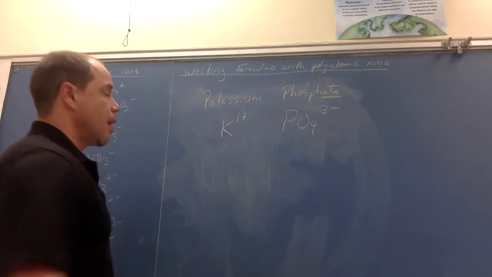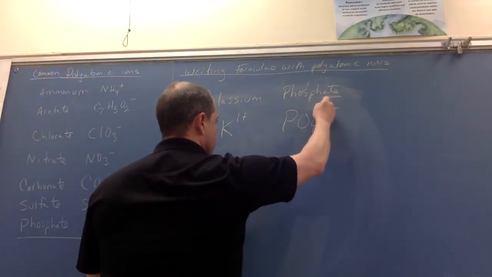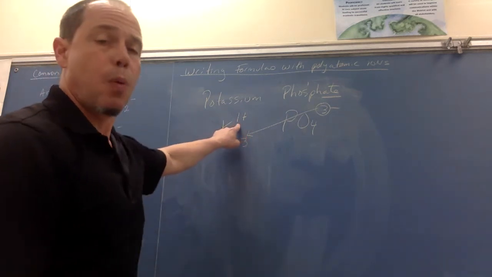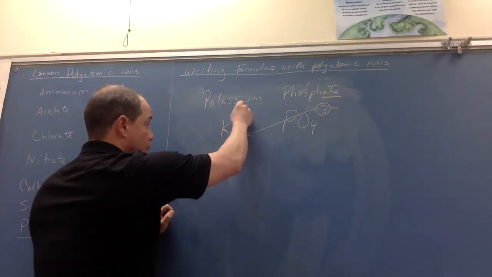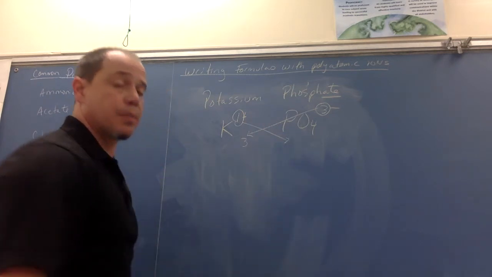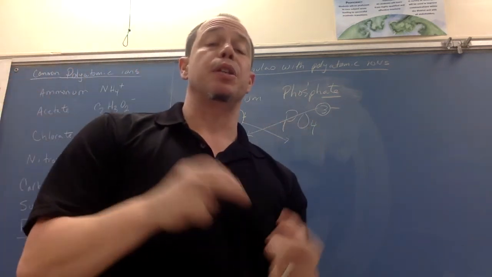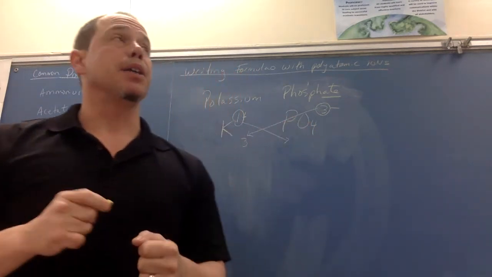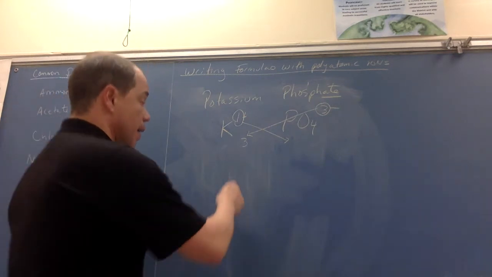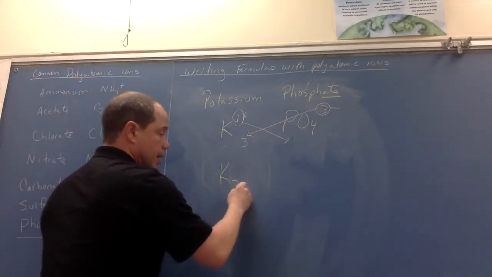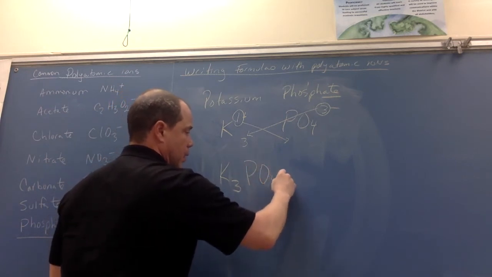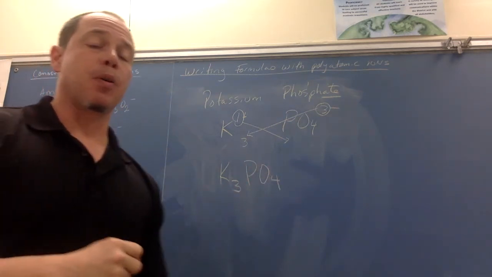Very simple. I'm going to circle the 3. That guy's going to come down over here. I'm going to circle the 1. Recall, I don't have to carry the 1 down because I'm only going to have 1 phosphate in this instance. And writing PO4 by itself tells me that I have 1 phosphate. So let's go ahead and do that. So I have K3 PO4. And that's going to be my chemical formula.